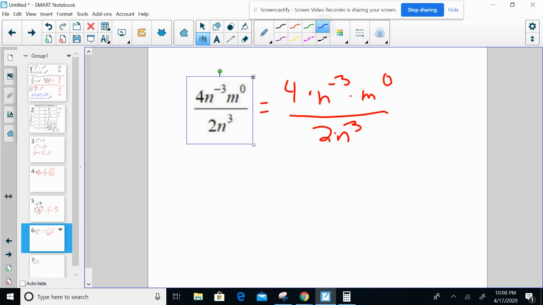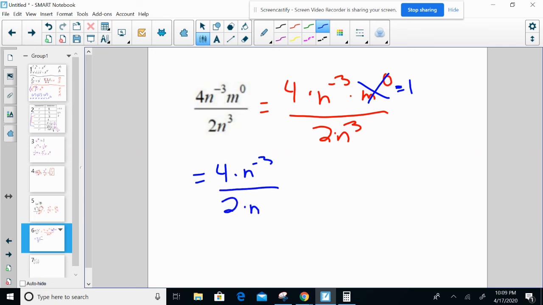So this one, m to the 0 equals 1. I'm not even going to include it because 4 times 1 is 4. 1 times anything is just itself. So what we have left, next step, 4 times n to the negative 3 over 2 times n to the third. Pick a different color.